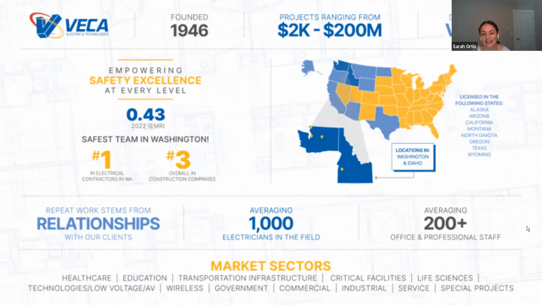So Sarah mentioned we work in the transportation infrastructure division at VECA, which includes public work projects such as airports and light rails. At VECA, we also have highly trained teams that specialize in commercial, industrial, technologies, medical, and data center projects. One of VECA's highest priorities is making its safety program the best in the industry, and we were actually rated the number 1 safest electrical contractor in Washington and number 3 overall in construction companies. We strive to embody our company values in serving our customers and providing the highest quality product. Next slide.